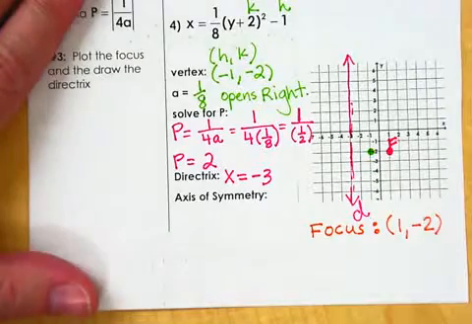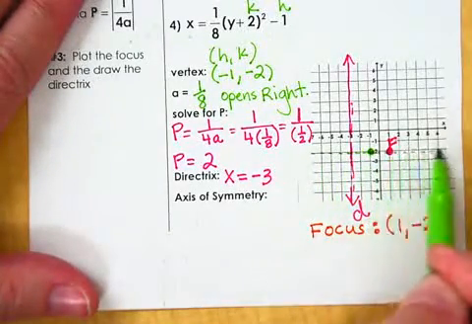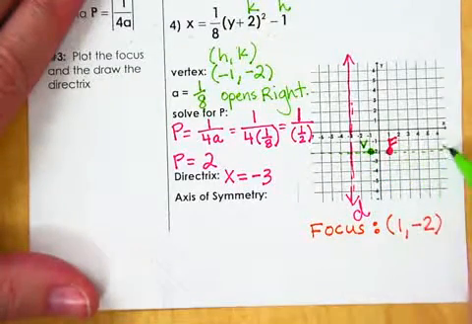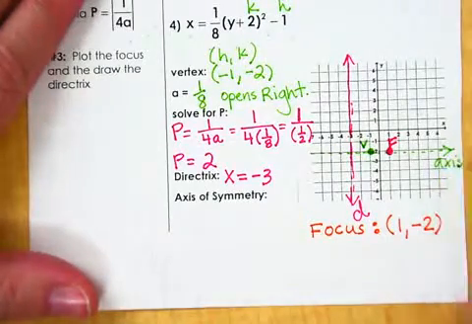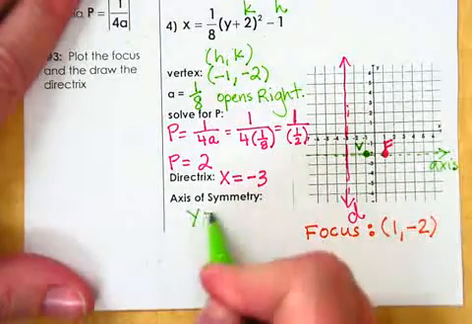The axis of symmetry is going to be perpendicular to the directrix, going through the vertex and the focus. And there's my vertex there. This is the axis. So that equation is y equals -2.